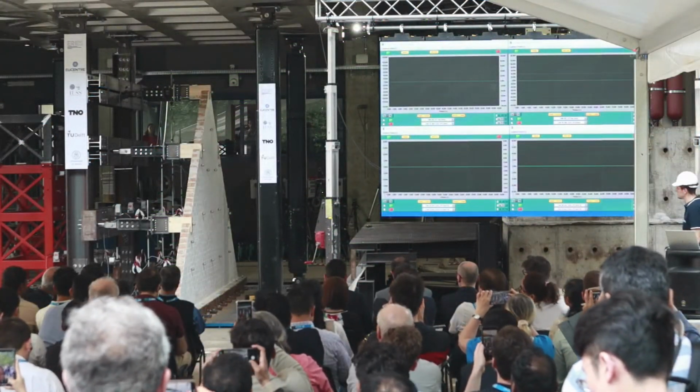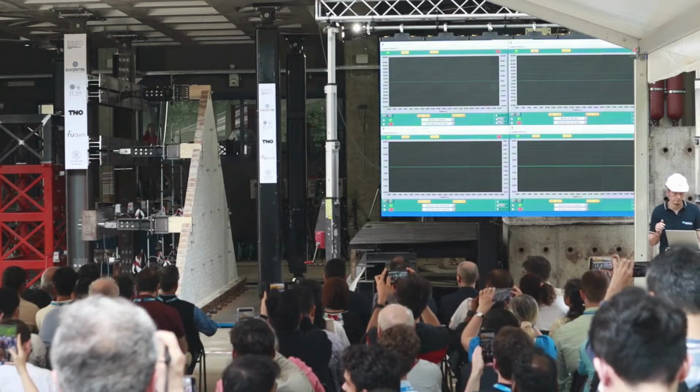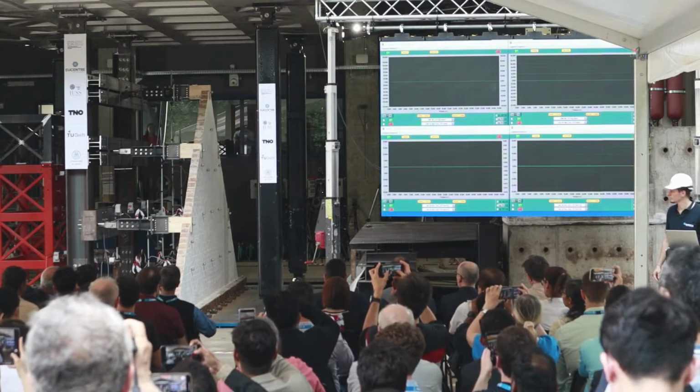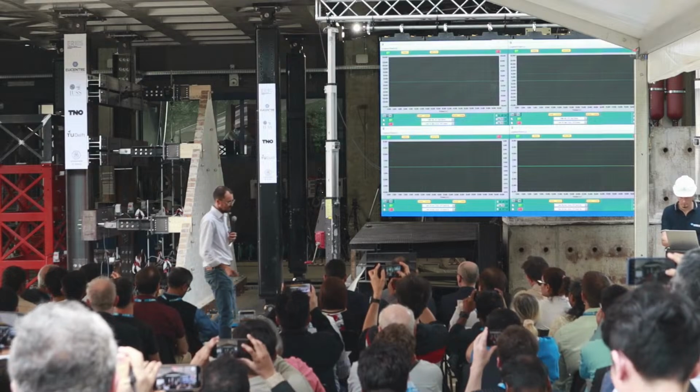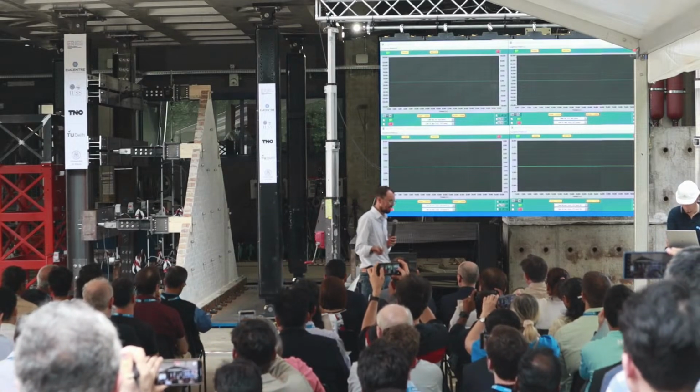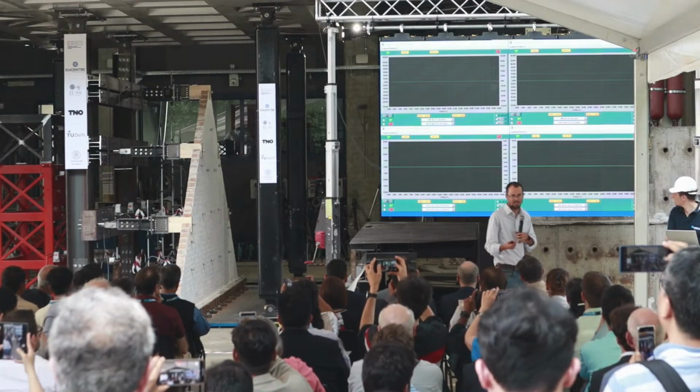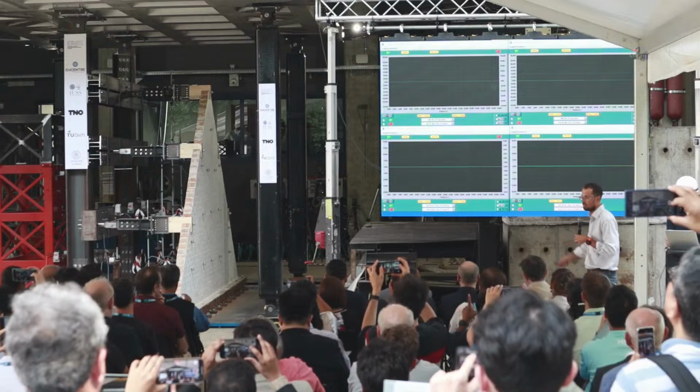As I told you, this is about 25% higher than the previous one. So we expect something like, I'm guessing, 0.7 g at the base and double on top.